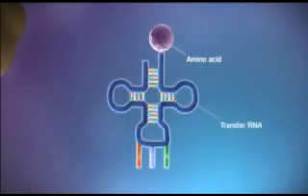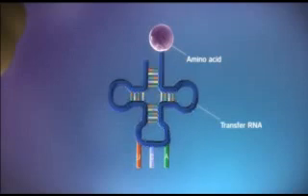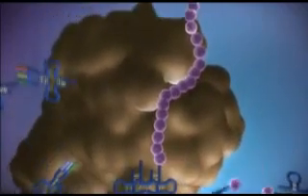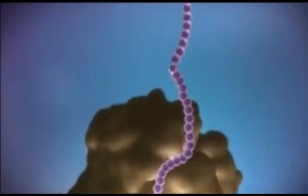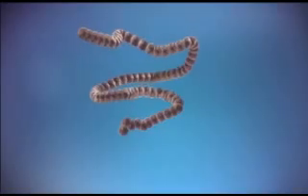Transfer RNA molecules carry the amino acids to the ribosome. The messenger RNA is read 3 bases at a time. As each triplet is read, a transfer RNA delivers the corresponding amino acid. This is added to a growing chain of amino acids. Once the last amino acid has been added, the chain folds into a complex 3D shape to form the protein.